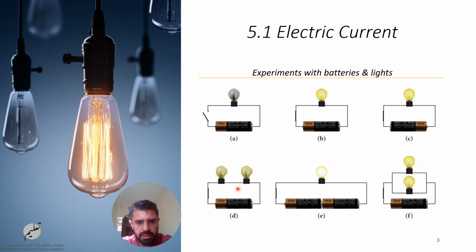What about part D? As you can see, the light starts to dim. The light bulb is on, but not like B or C. It's shining just a little bit. What about E? In E, we have 2 batteries and 1 light bulb. So here it's what is called super shining. It's too brilliant. In this case, the light bulb is too brilliant.